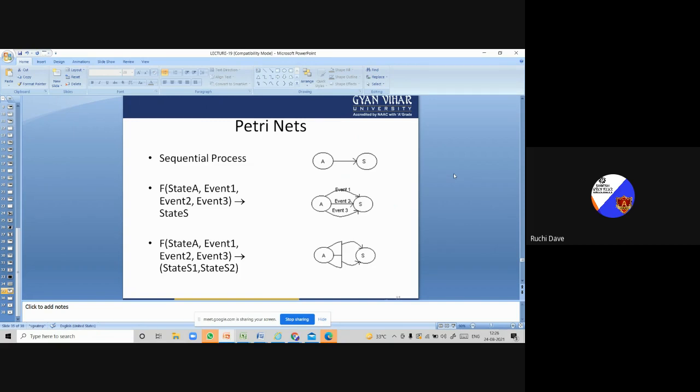Now, in Petri nets, as you see, there are sequential processes. In a sequential process, there is process A, there is process S, and there are state A, event 1, event 2, event 3, and then state S. So the state moves through three events to reach state 3. Similarly, in the next diagram, there is one state A and events 1, 2, 3, which go to two states, S1 and S2.